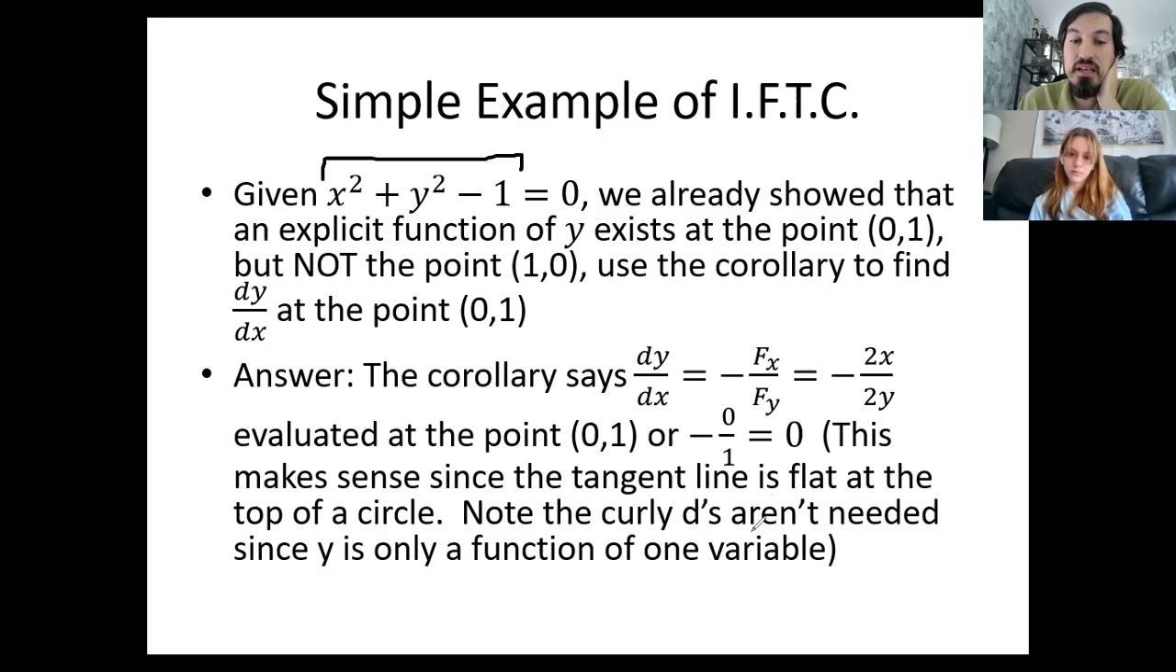Note that the curly d's aren't needed since y is only a function of one variable. You get why I say that? This y is only a function of x, so I don't need to say the partial derivative. It's actually just the derivative. But do you guys see where this answer 0 comes from? If I asked you this question, find dy dx at the point 0, 1, you could answer it. You could say, okay, well, it's negative fx over fy. That's negative 2x over 2y. Plug in x equals 0, y equals 1. I get negative 0 over 1. That's 0. Okay, that's how you would answer that problem.